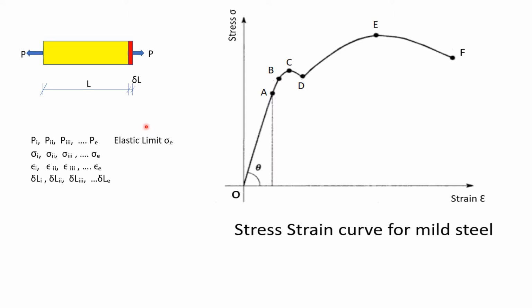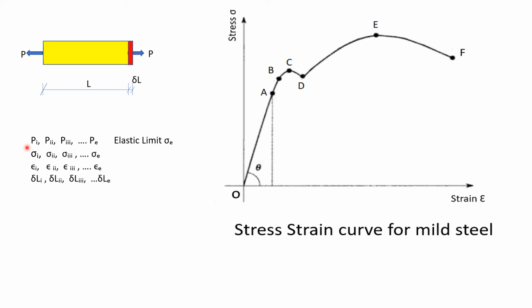What we do here is we take a bar and a tensile load P is applied. The original length of the bar is L. The elongation of the bar after applying a tensile force is delta L. We start from 0 load and then we apply the forces P1, P2, P3. Slowly we go on increasing the force P.